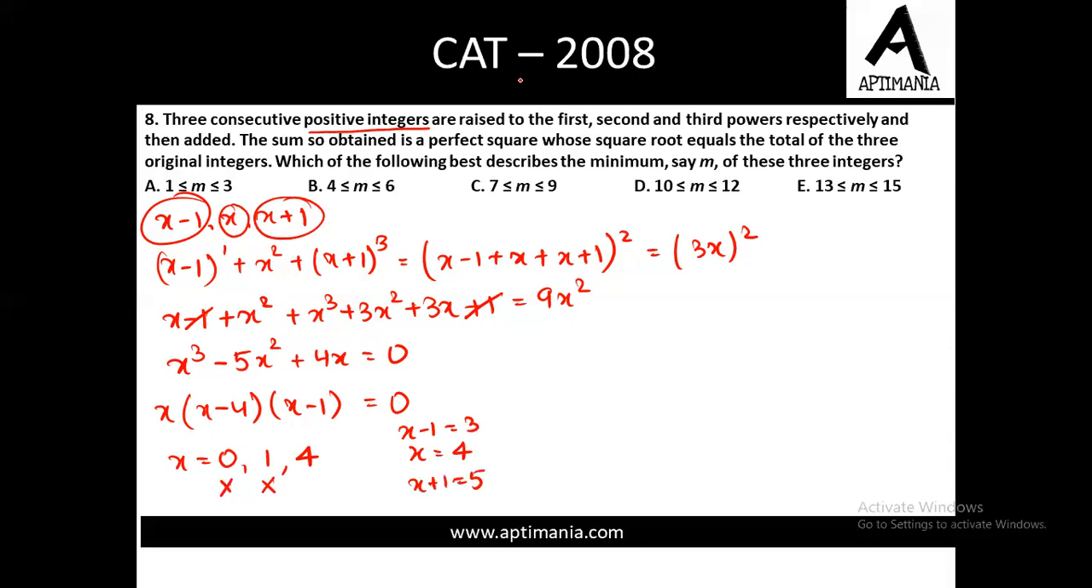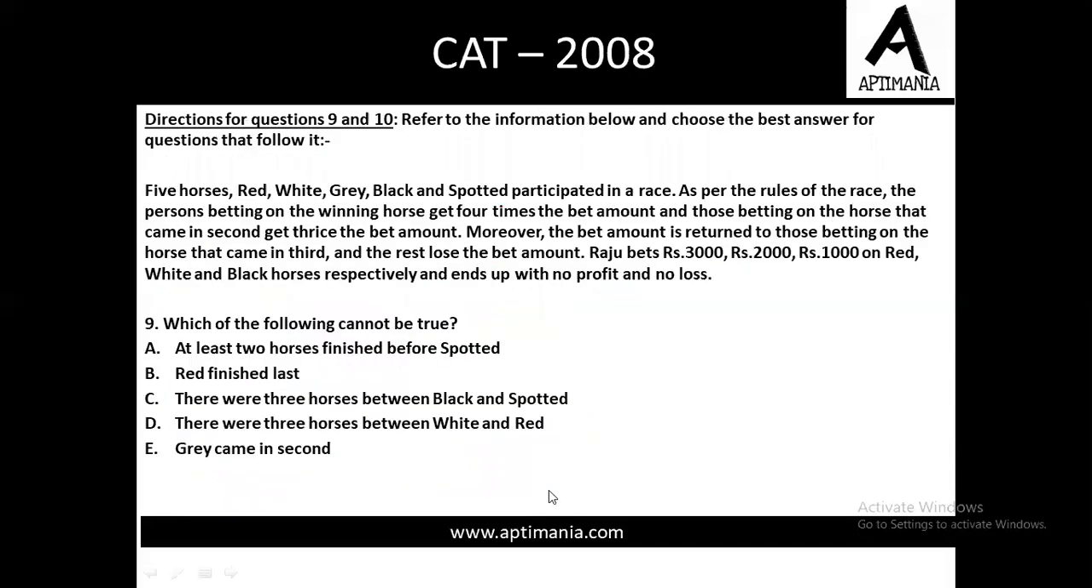Right. Now, what is the value that they asked? Which of the following best describes the minimum of the three integers? Minimum of the three integers is 3. That should be the correct answer. Now, looking at the range, we can say option A is the correct answer because it includes the values from 1 to 3, including both the values. So, the correct answer for question number 8 is option A. Let's go ahead for the next question.